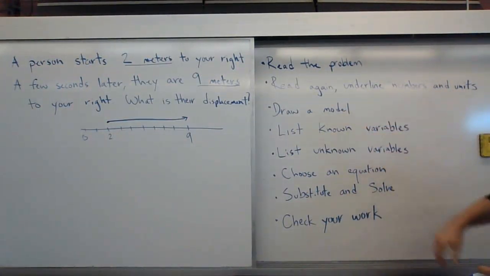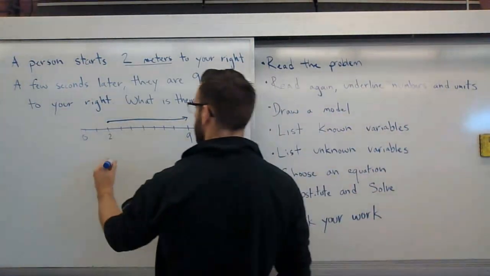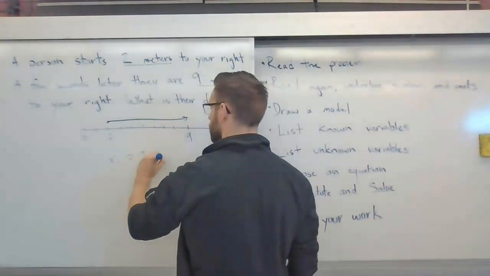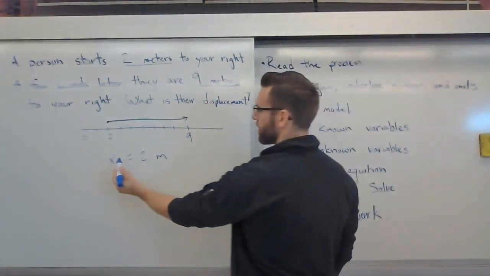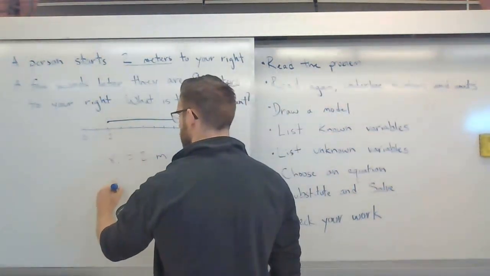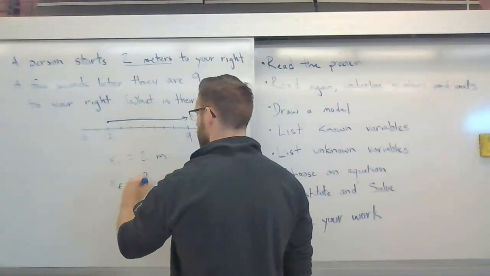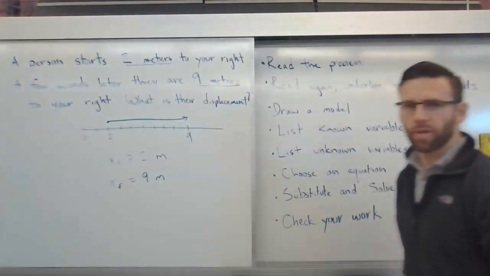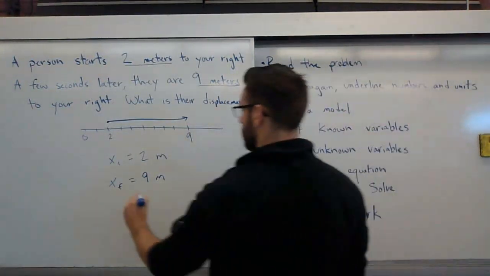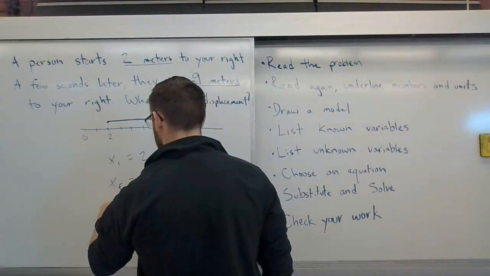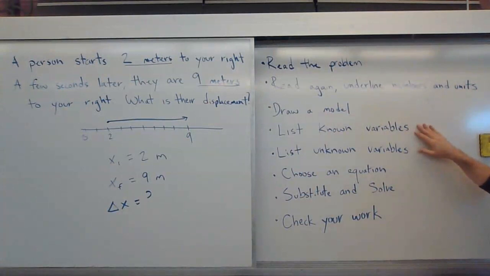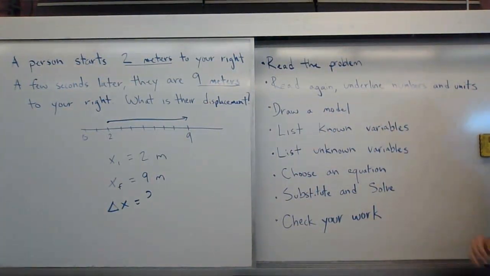My known variables and my unknown variables. Let's see. I know that my initial position was 2 meters. So I'd say xi equals 2 meters. My final position, so xf, is equal to 9 meters. Those are my known variables. That's what I know. All right, and then my displacement. How far did I actually go? That's my unknown. That's what I don't know. So I've listed my known variables and I've listed my unknown variables.